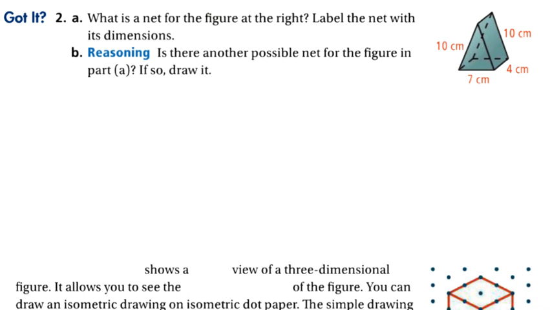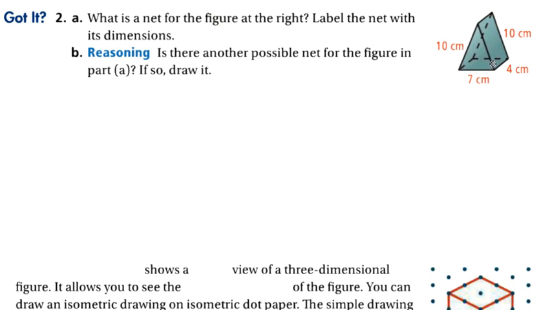So here's a couple for you to practice. Part number 2, part A says, what is the net for the figure at the right? This triangular prism. Label the net with its dimensions, and then it asks you if there's another possible net other than the one that you drew, and if so, go ahead and draw it. So I'd like you to pause the video at this point and mess around with this, see if you can come up with a net for that three-dimensional figure.